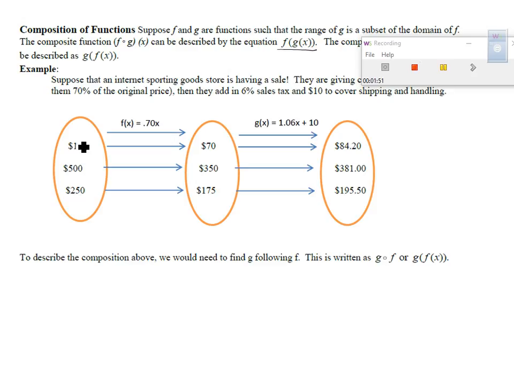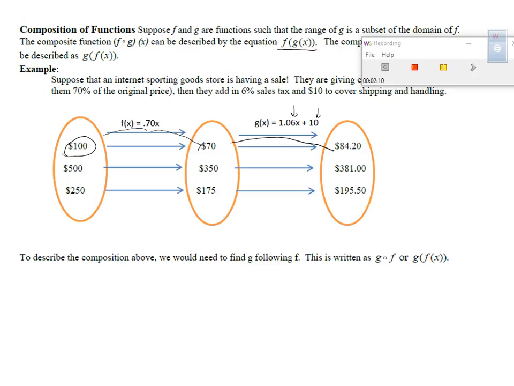Right now, if you call them and order a $100 item, they're going to give you 30% off, charging you 70%. That means you've got that item for $70. And then they're going to charge you 6% sales tax and $10 for shipping and handling. Thus, your total bill is $84.20.